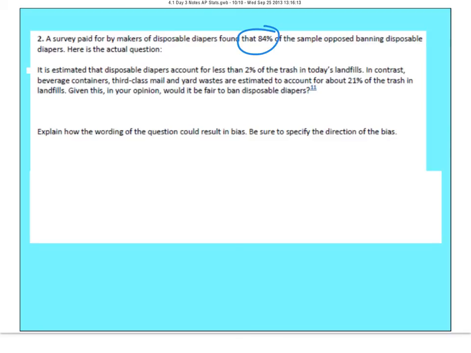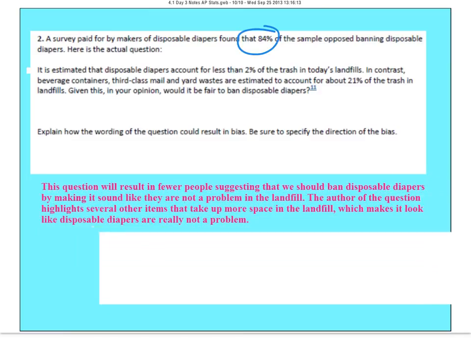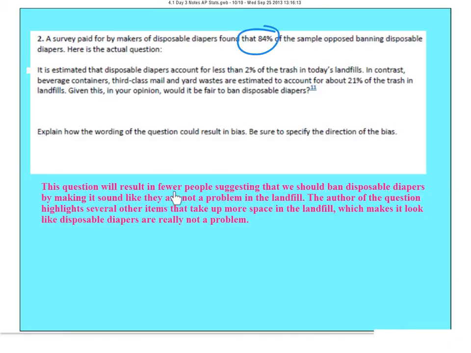What's the issue here? Clearly, this is a non-sampling error in the wording bias. Explain how the wording of the question creates bias. Well, that's easy. The question will result in fewer people suggesting that we should ban disposable diapers, by making it sound like they're not a problem in the landfill. The author of this question highlights several other items that take more space in the landfill, which makes it look like disposable diapers are not a problem. So the wording in this question is not good, and it is very biased, causing this number here to actually be overstated.